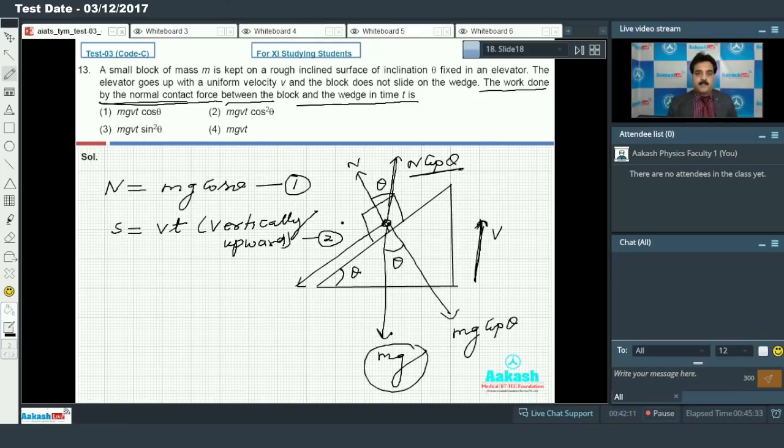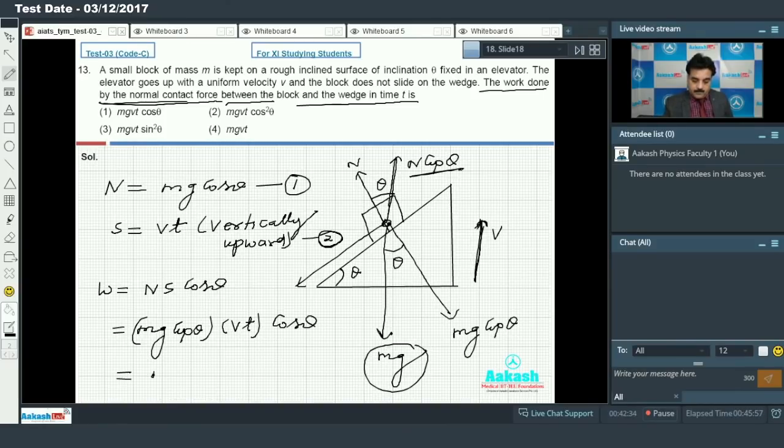Work done by the normal contact force is given by work equals normal force into displacement into cos theta. This is the formula, and the value of normal force is mg cos theta. Displacement s is equal to vt as per my relation number 2, and cos theta is there. So when you solve, we'll get mg vt cos square theta. So this is the work done by the normal contact force between the block and the wedge in time t. So my option number 2 is correct.